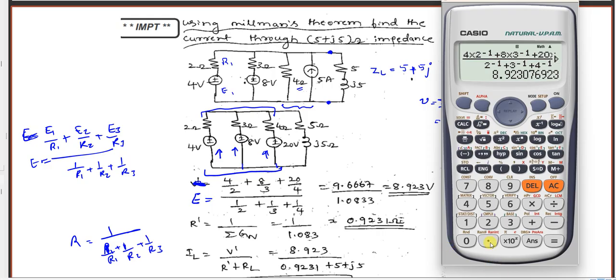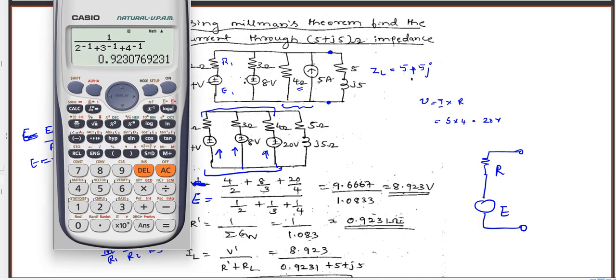So I'll calculate once again. Okay, 1 divided by, so in the numerator, 1 divided by 2 inverse, 3 inverse plus 4 inverse is 12 by 13. It is 0.923 ohms. Okay, 0.923 ohms. So after that, we have to write the equivalent resistance.